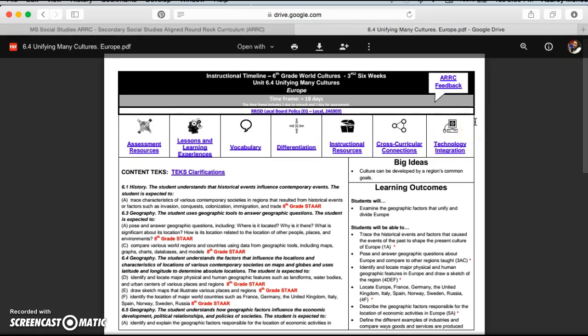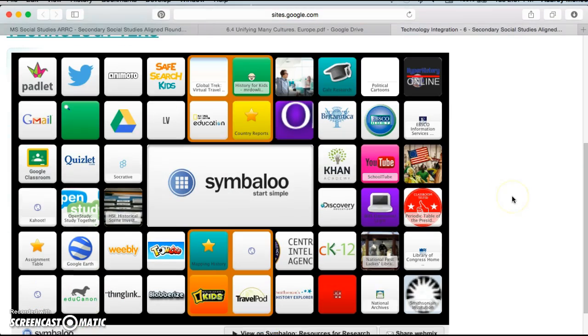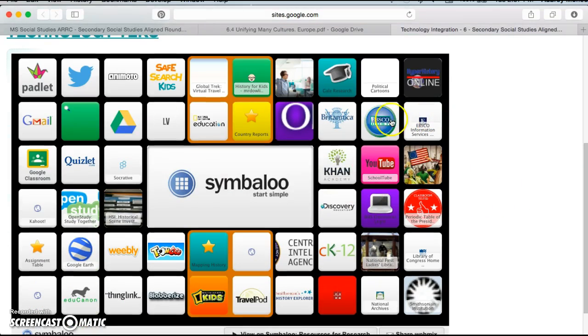Going back to this main thing, they have technology integration, which I thought was really cool. So here they have all of these different technology that can be used in the classroom, outside of the classroom as homework. And by clicking on any of these, I'll be taken to whatever technology this is, such as Gmail. If I click on this, it'll take me to Gmail.